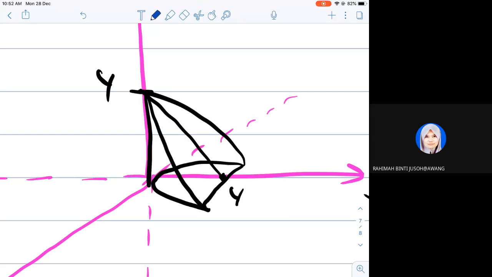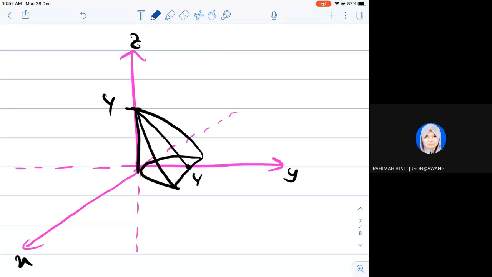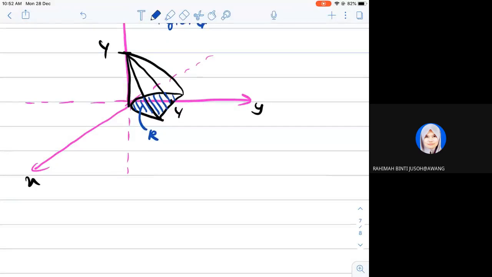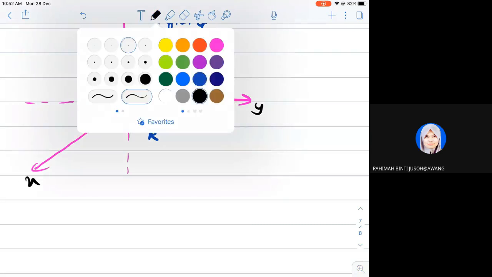Yes. Okay, so now what is the region R? Ini region G. Ini region G lah 3D. Okay, region R, if you see from above, we can see this shape, right? This region. So the shaded region here is your region R. Okay, so let's say I sketch the region R. Sketch region R pula.